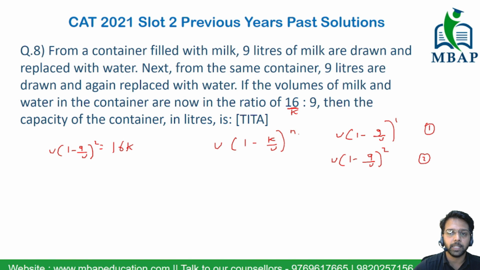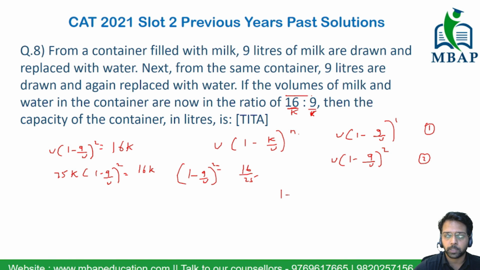Now 16K is basically, let's assume it to be the volume of milk. 9K is the volume of water. So the total volume left out would be 16 plus 9, which is basically 25K. Okay, so this whole expression will become 25K times 1 minus 9 upon V to be equivalent to 16K. Clear? So obviously if you take 25 on the right hand side, it's going to become 1 minus 9 upon V the whole square to be equivalent to 16 upon 25.